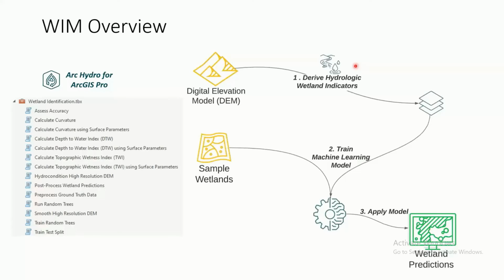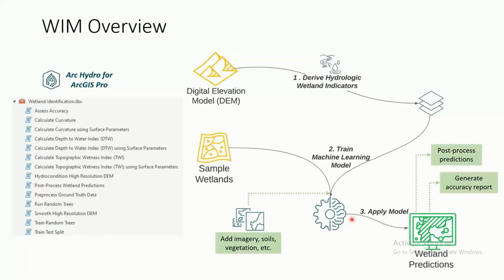So trying to get a higher resolution representation of saturated areas that maybe can improve on what you can get from just SSURGO data. So those wetland indicators are then fed into a machine learning model along with some examples of wetlands. We'll talk more and kind of unpack this part later on. And then once you have a trained model that knows how to relate your wetland indicators to the example wetlands you have fed it, you can then run a model inference or apply that model and generate some wetland predictions.